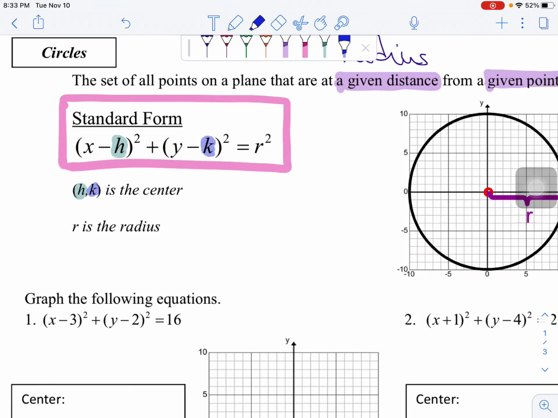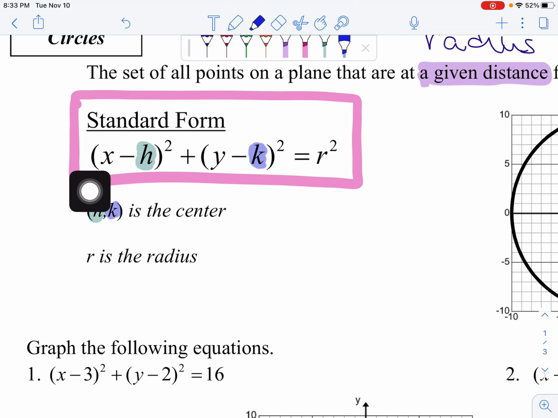I'm going to zoom in so you can really see this. Notice that this says x minus h, but only h is the value for the center. Y minus k, and only k is the value for the center. So just be careful with the signs. And while the standard form says this is equal to r², r itself, just r, is the radius. So now we have that fixed point, we have that given radius, and we can draw a circle.